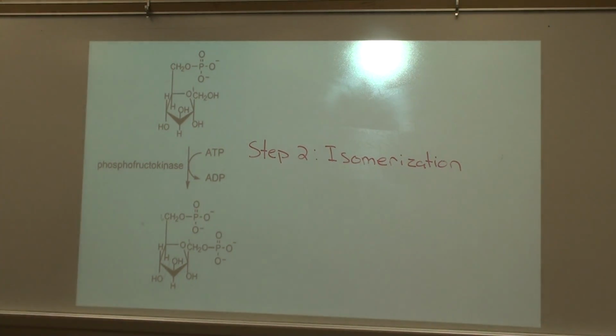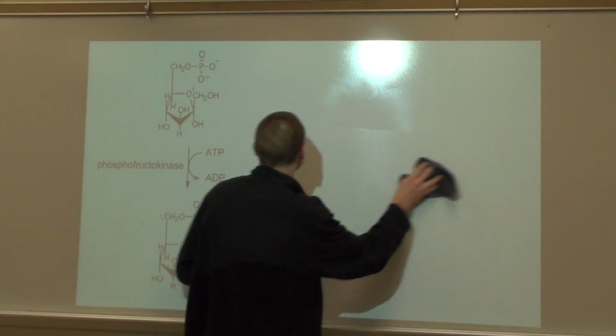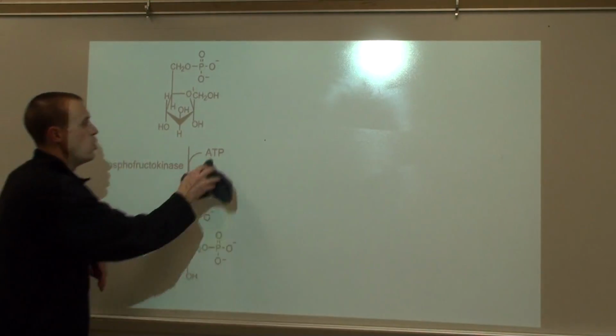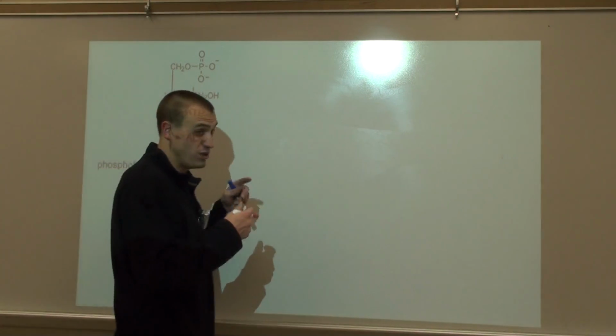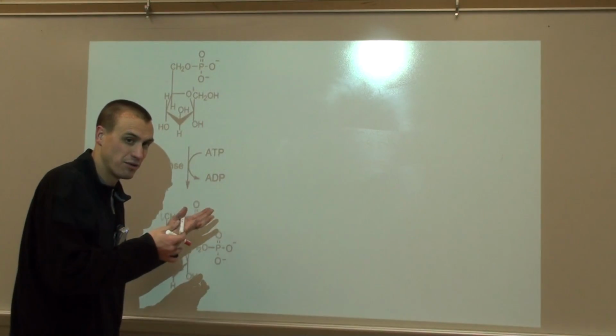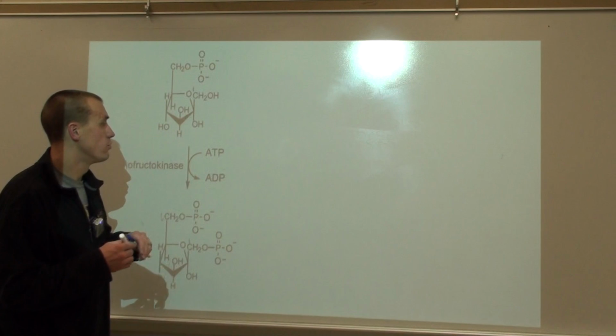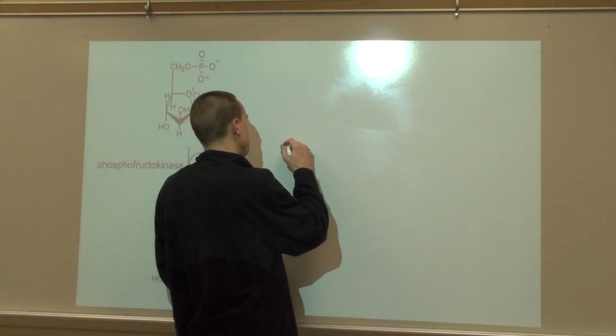For step number 3, again, we start out up top here with fructose 6-phosphate. And once again, we undergo phosphorylation, or we use ATP to add another phosphate to our fructose 6-phosphate.